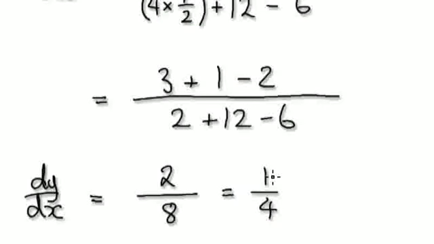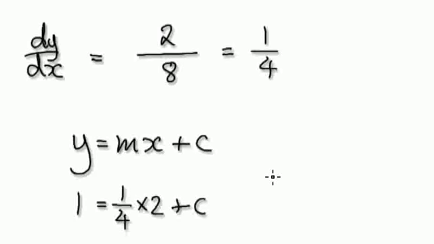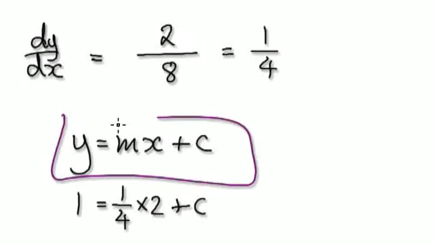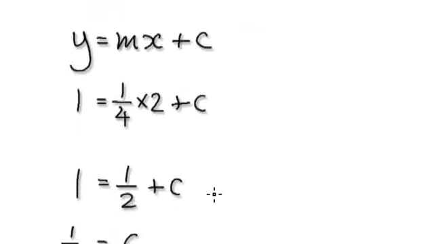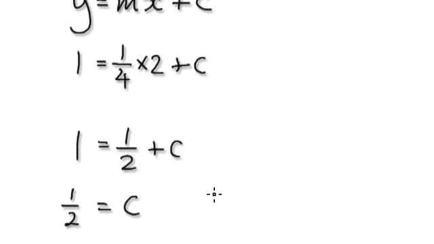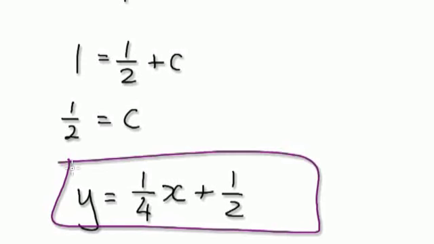So the gradient is a quarter, and if you want the equation of a straight line, it's y equals mx plus c. We know this gradient. We know it crosses at (2, 1). So we can put in all these values to work out c, and c equals a half. So now we've got the equation of the whole tangent line here. Okay, that's the equation of the tangent line.